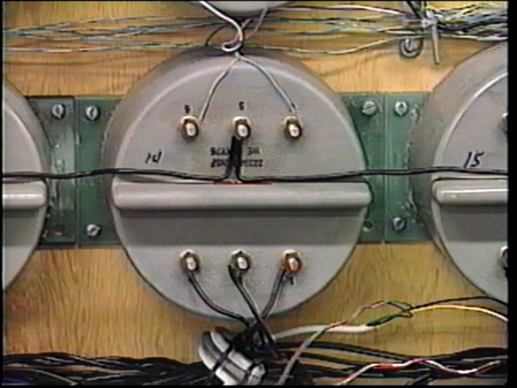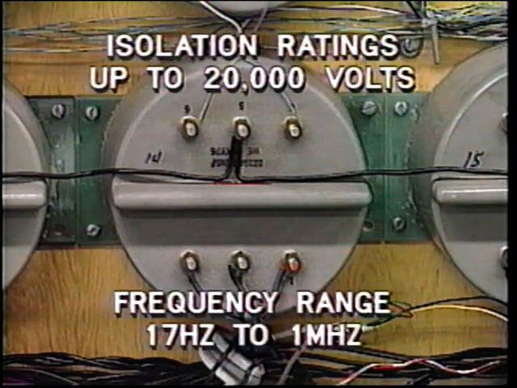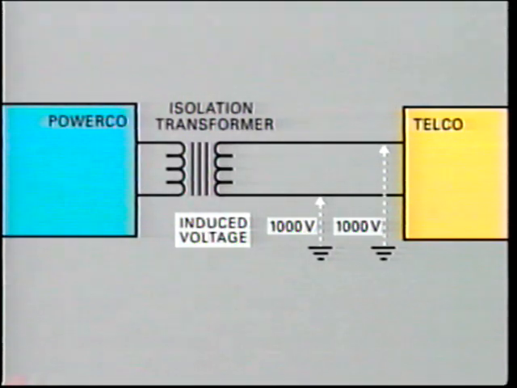They are manufactured with isolation ratings up to 20,000 volts and will function within the frequency range of 17 hertz to 1 megahertz. This allows the use of communication over carrier channels up to 24 per pair. Of course, any longitudinal induced voltage will not pass through the transformer, because remember, this voltage rise is the same on both conductors, that is, common mode.